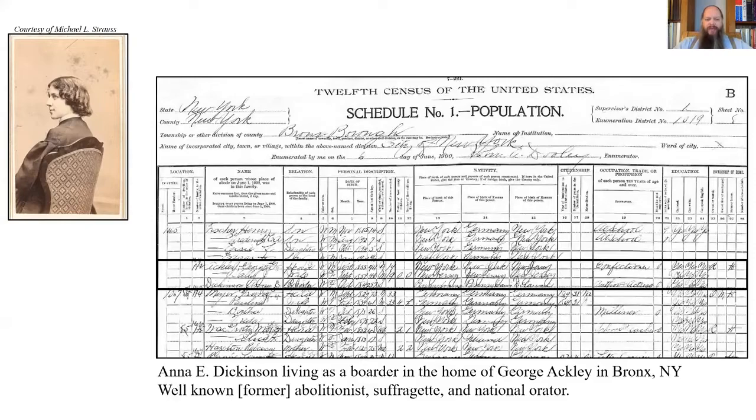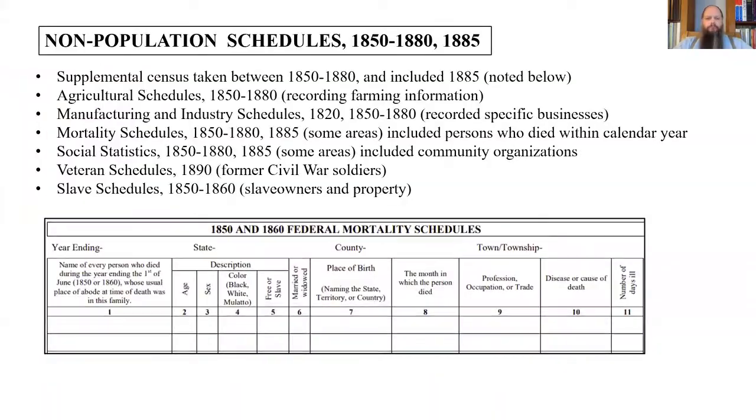I have an example from a 1900 schedule I'd like to share with you. This is Anna Dickinson, who was living as a boarder in the household of George Akeley in the Bronx, New York. She was a well-known former abolitionist and suffragette and even a former national orator, well-known in the United States. She is listed here with a family unit, but is obviously a boarder living in the home. You can see her listed there.